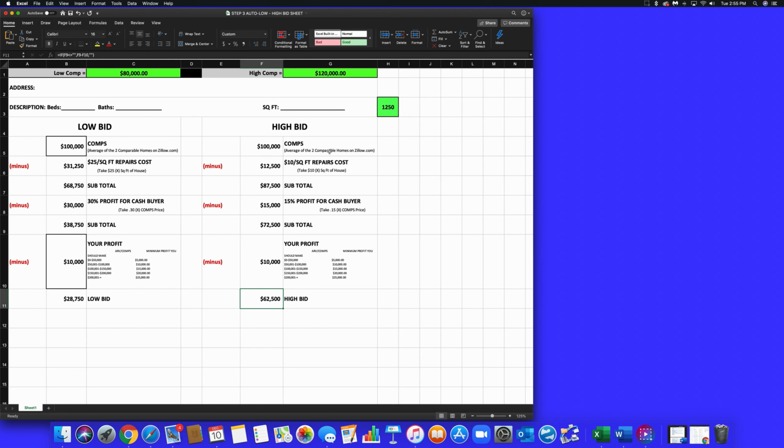So I hope that really, really helps you. This bid sheet is under the step 3 materials. It's called the auto high-low bid sheet. And the math on the bid sheet is already done for you. I would recommend that you spend some time and figure out how this works when you have some time. But this is how the bid sheet works. It is a super important tool, especially in the beginning of your investing career, that you understand this bid sheet.